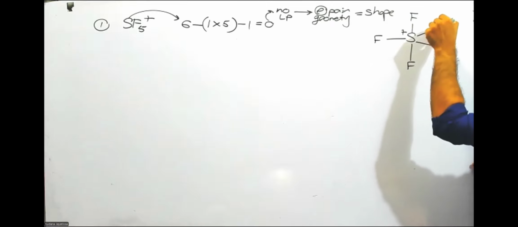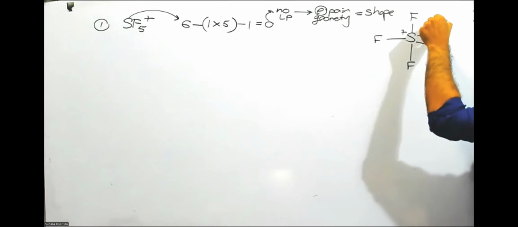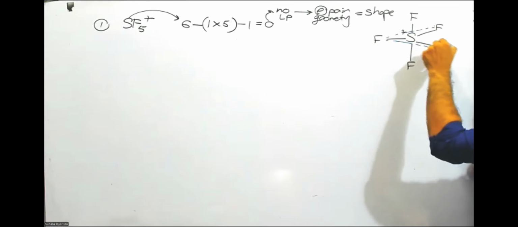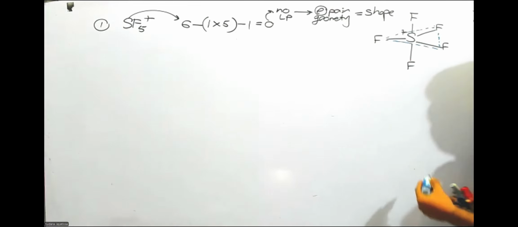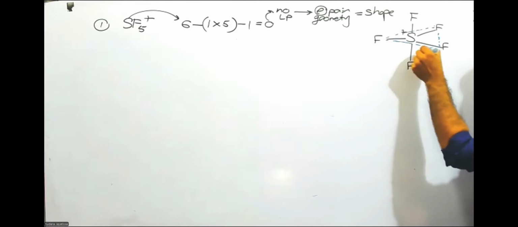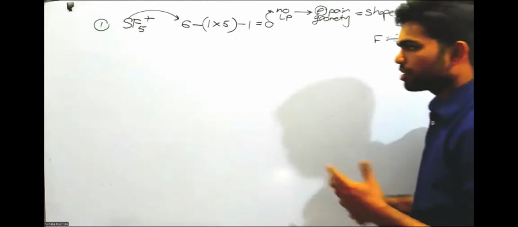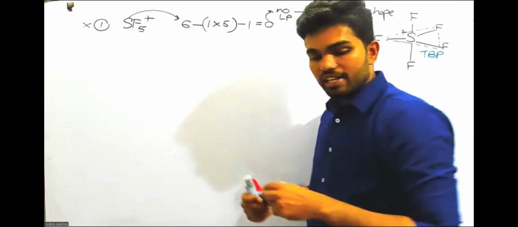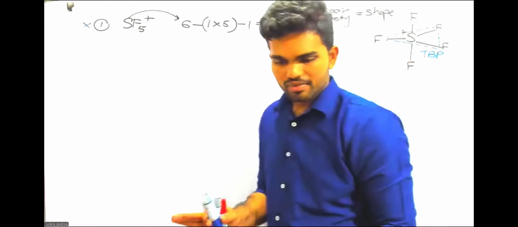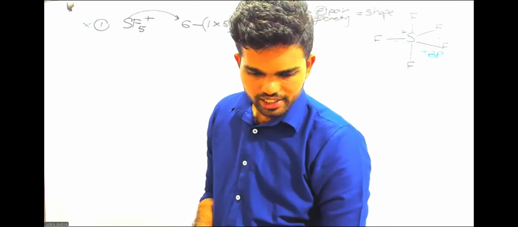It's going to be like this. These 3 fluorine atoms will be in the plane with 120 degree angles to each other, and the other 2 fluorine atoms are perpendicular to that. Trigonal bipyramidal electron pair geometry and shape. So their electron pair geometries and shapes are equal. So saying that they are not equal is wrong. Understood that? So that's correct. Then look at the next one.